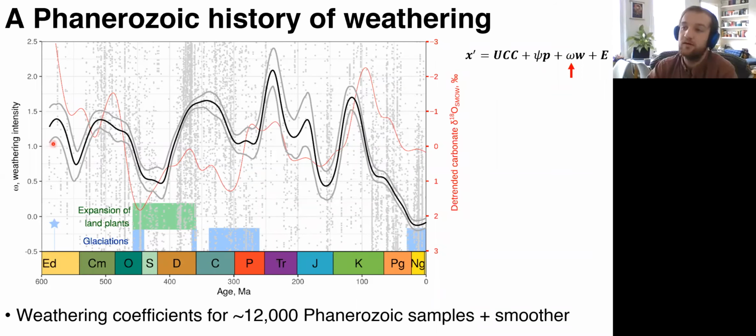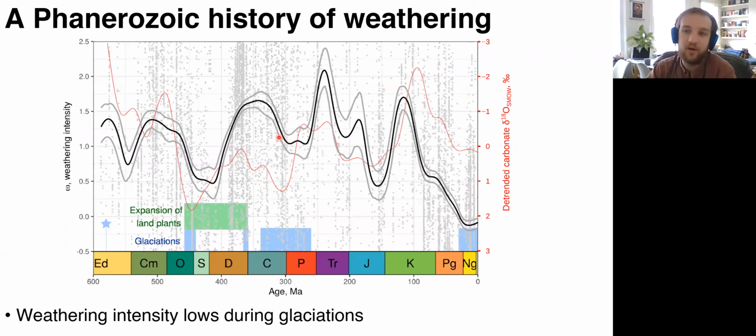We show significant variations on tens of million year timescales. And the gray arrows here represent a bootstrapped uncertainty. So this is an estimate of the uncertainty in our data for this smoothing. So what does this tell us about weathering and climate?